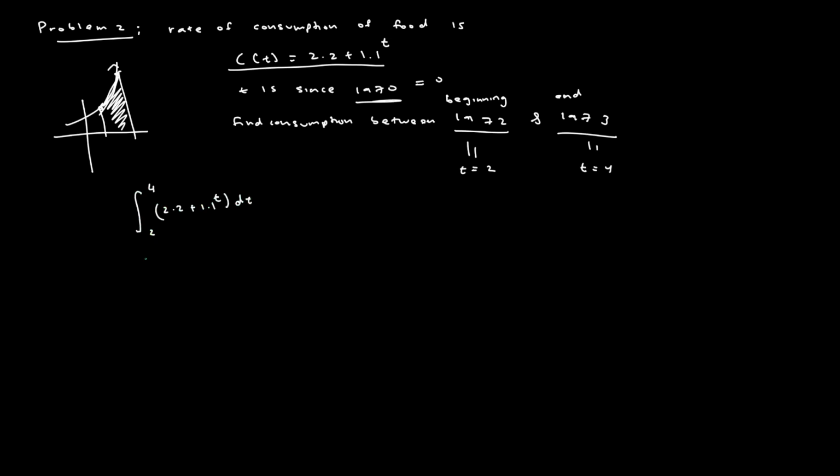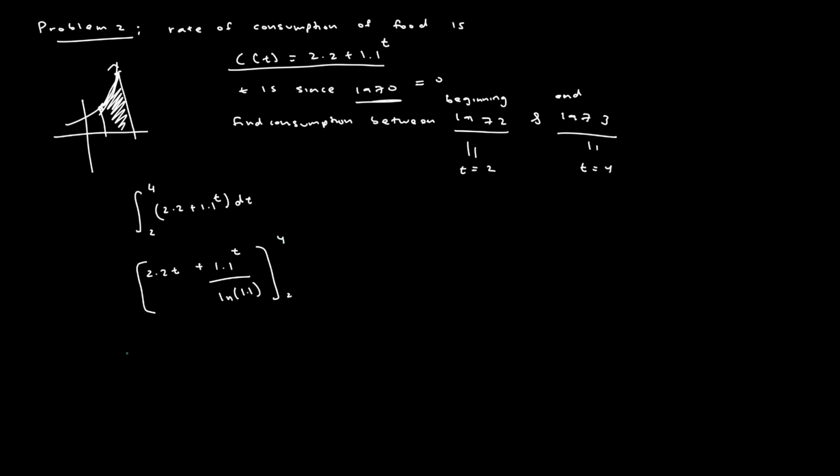The left side is just 2.2t. And then for 1.1 to the power of t, we'll get 1.1 to the power of t over here. And then we have to divide by the natural log of 1.1. That's our integral. And we're evaluating that between t equals 2 and t equals 4.